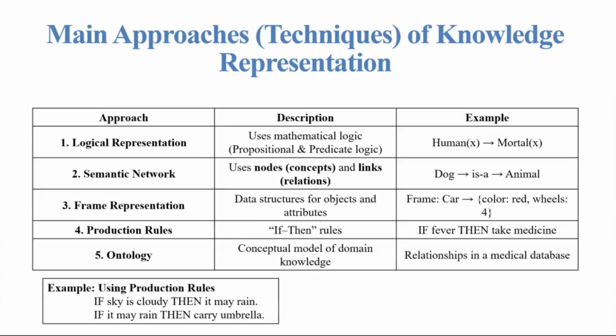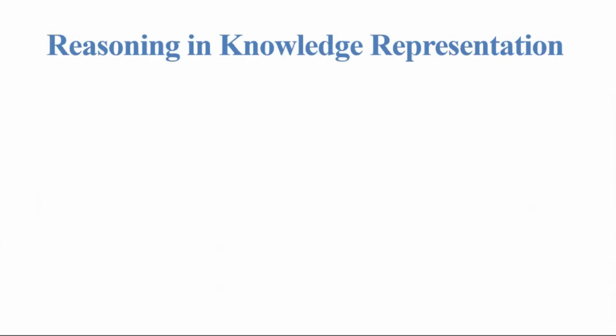Okay, so next, a real-life analogy. Think of production rules like following the instructions in a recipe. For example, if the water starts boiling, then add rice. If the rice becomes soft, then turn off the stove. So now that we have learned how knowledge is stored inside an AI system, the next important question is, once the knowledge is stored, what does the AI do with it?